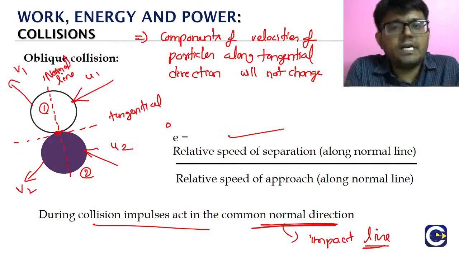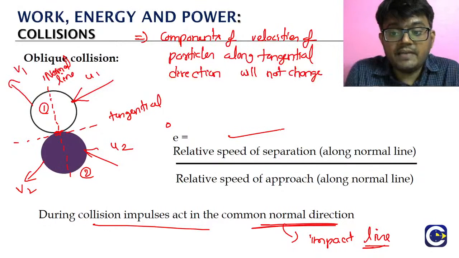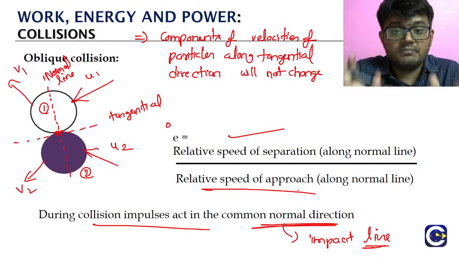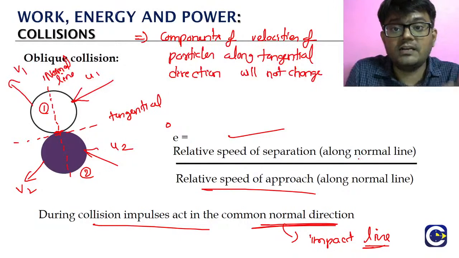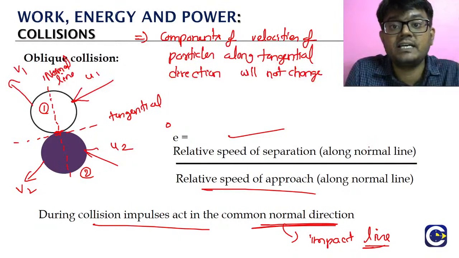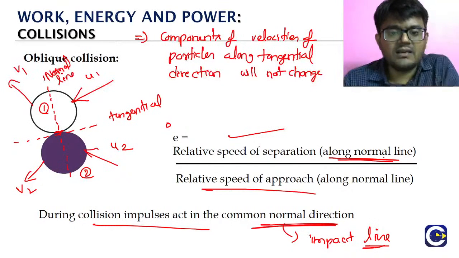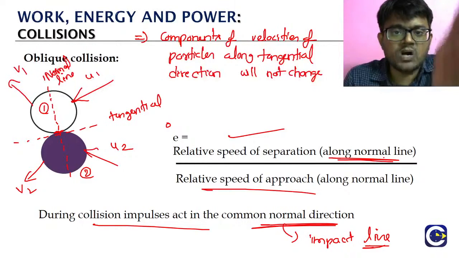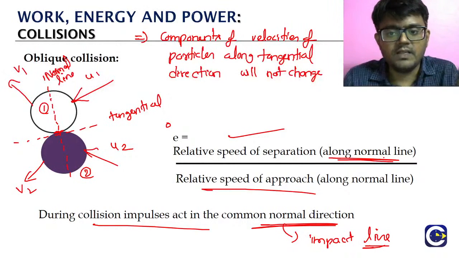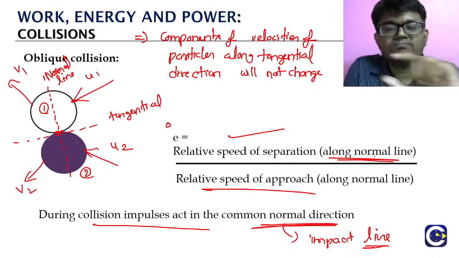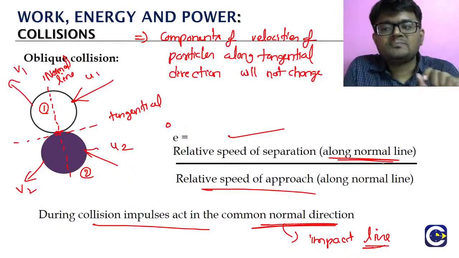The relative speed of separation divided by the relative speed of approach. But observe carefully, we are not generally saying just relative speed of separation by relative speed of approach. In which direction? Along the normal line. So we should look only at the velocity components along that normal line. Okay? So the relative speed of separation along the normal line.